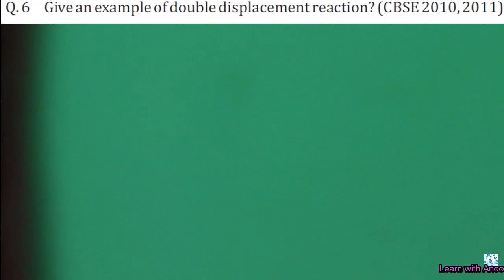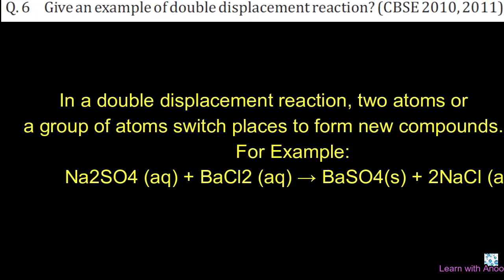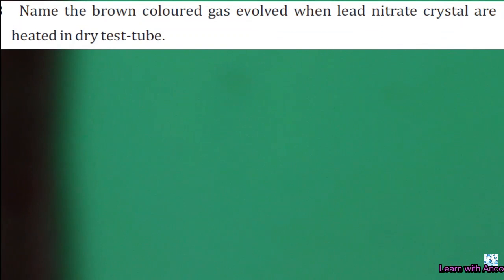Next question: give an example of a double displacement reaction, which came in CBSE 2010 and 2011. Answer: sodium sulphate, Na2SO4, reacts with barium chloride, BaCl2, and gives barium sulphate, BaSO4, plus 2NaCl, sodium chloride.